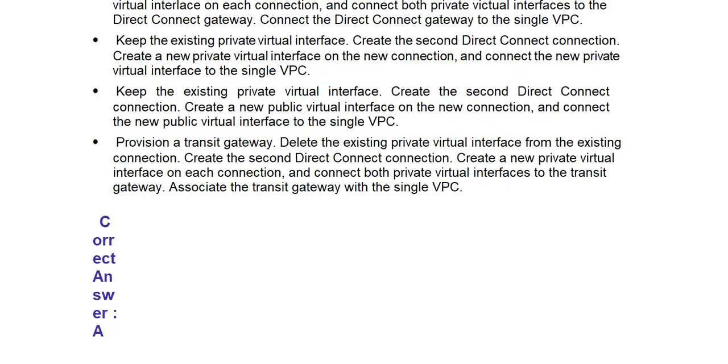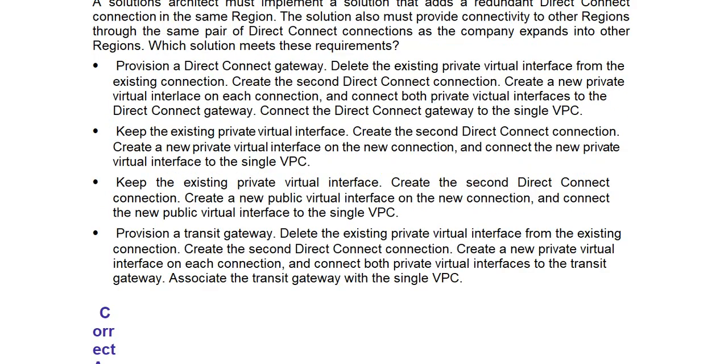Correct answer is option A. Provision a Direct Connect gateway. Delete the existing private virtual interface from the existing connection. Create the second Direct Connect connection. Create a new private virtual interface on each connection and connect both private virtual interfaces to the Direct Connect gateway. Connect the Direct Connect gateway to the single VPC.